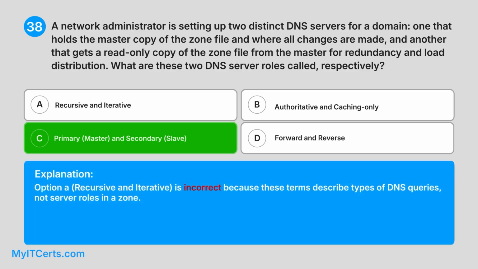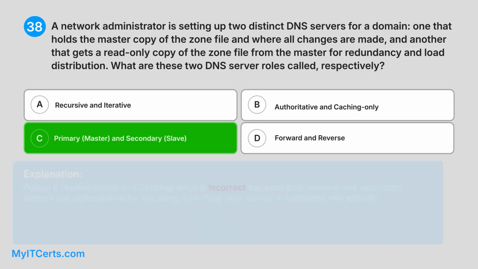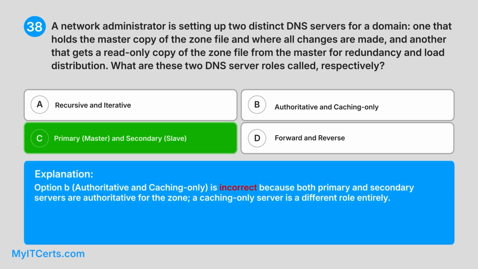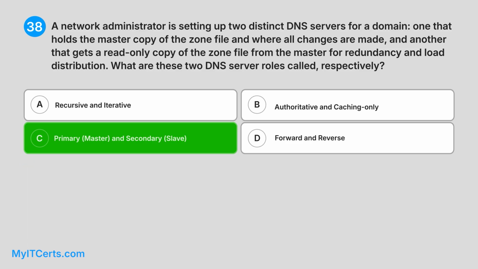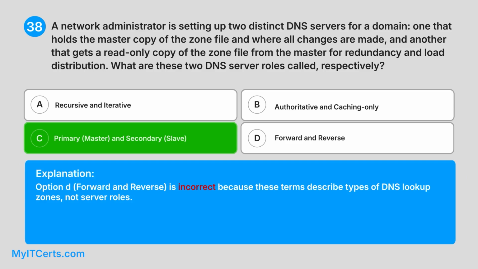Option A, recursive and iterative, is incorrect because these terms describe types of DNS queries, not server roles in a zone. Option B, authoritative and caching only, is incorrect because both primary and secondary servers are authoritative for the zone. A caching-only server is a different role entirely. Option D, forward and reverse, is incorrect because these terms describe types of DNS lookup zones, not server roles.